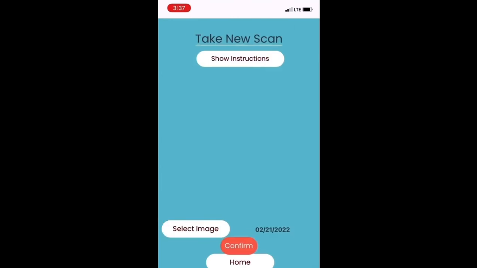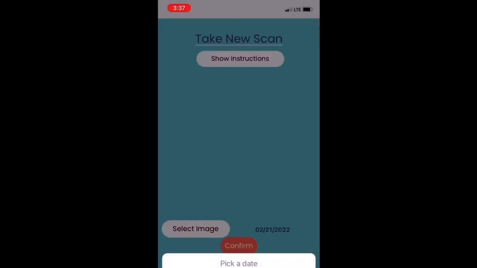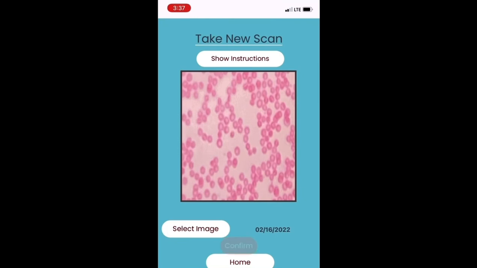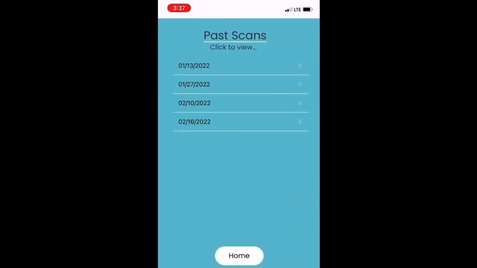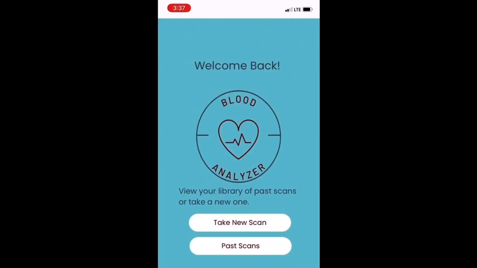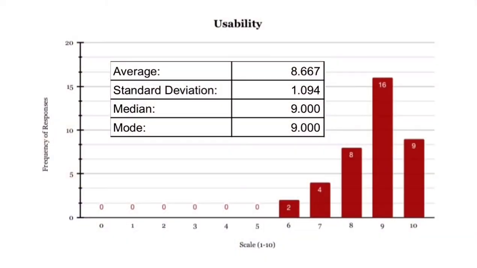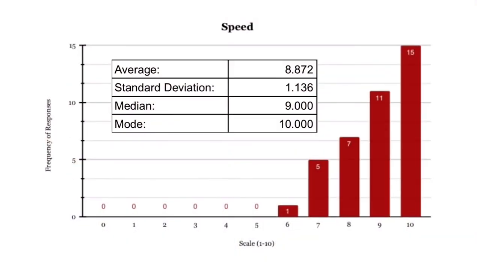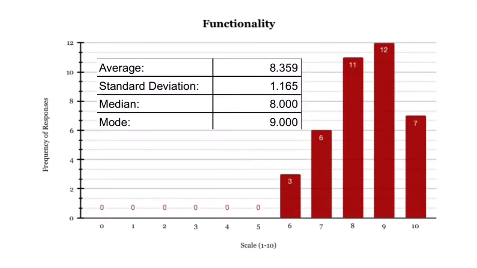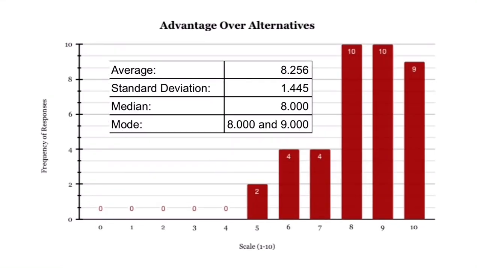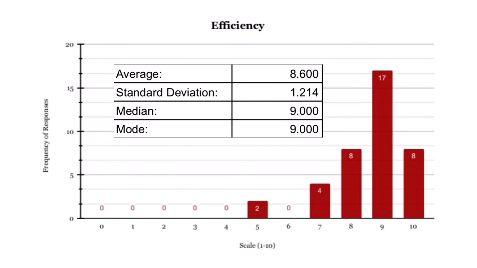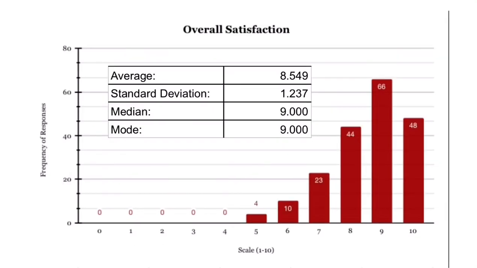The last step of the process is the app. Once the user signs in, they have access to uploading an image and viewing the prediction that the algorithm calculates. This image is then saved to the device for future reference by the user to further track the progression of the disease. To test this app, we sent out a survey to a focus group of 39 people. They rated our app on usability, speed, functionality, advantage over alternatives, and efficiency on a scale from 1 to 10. The graphs show that the results were fairly positive, with an overall average of 8.549. Based on this, we concluded that our app could provide an early and reliable leukemia diagnosis.